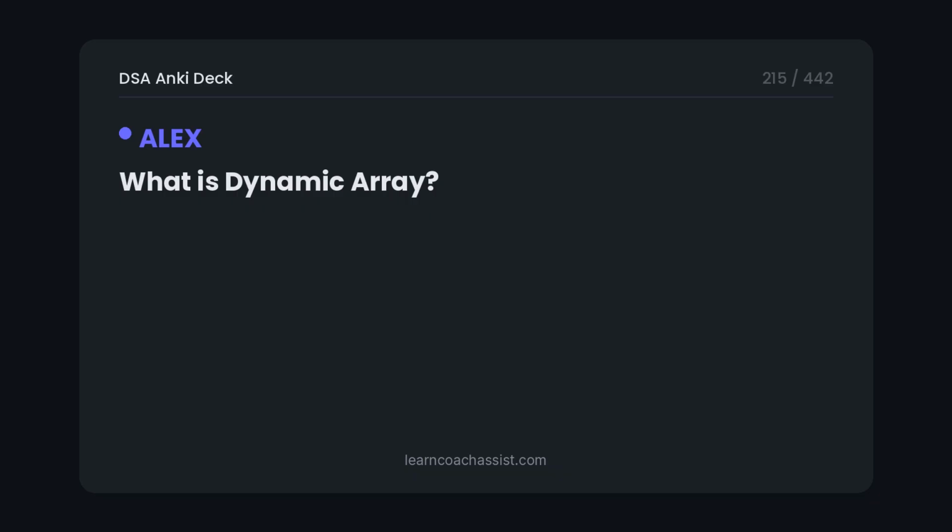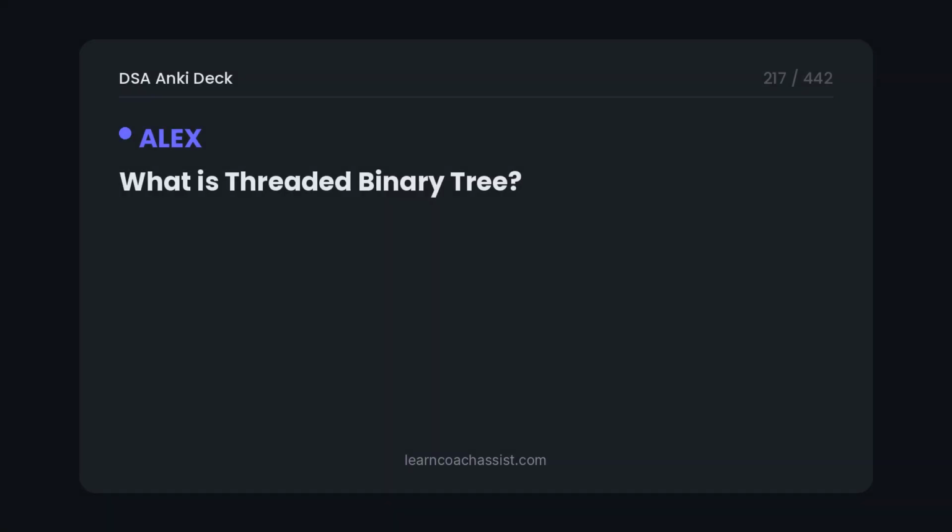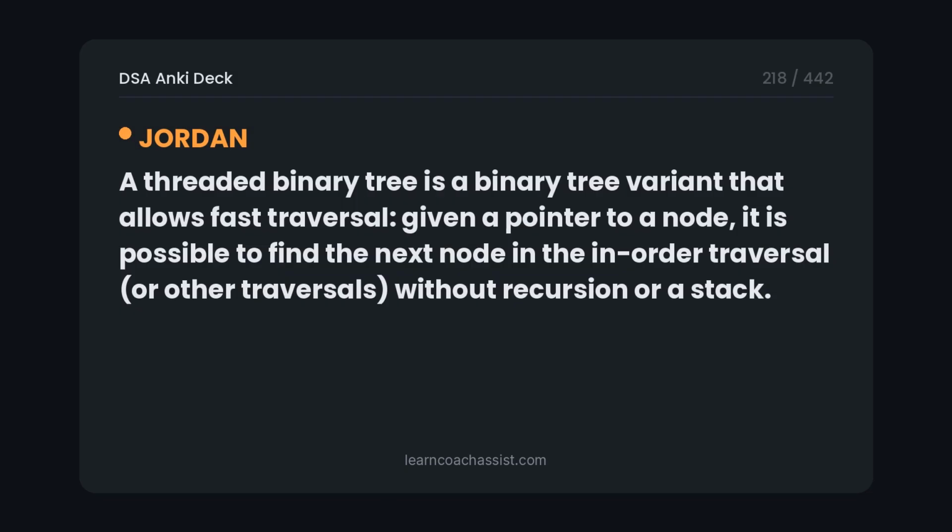What is dynamic array? A dynamic array is a variable-size list data structure that allows elements to be added or removed. It is supplied with standard libraries in many modern programming languages. What is threaded binary tree? A threaded binary tree is a binary tree variant that allows fast traversal. Given a pointer to a node, it is possible to find the next node in the in-order traversal, or other traversals, without recursion or a stack.